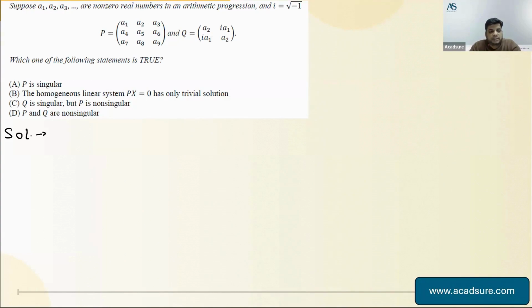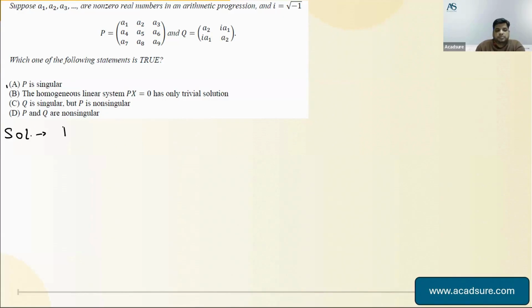A, P is singular. B, the homogeneous linear system Px is 0 has only trivial solution. C, Q is singular but P is non-singular. And D, P and Q are non-singular. Okay, let's explore all the options one by one.